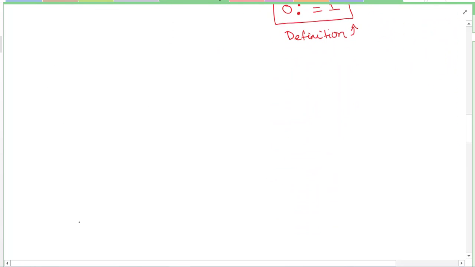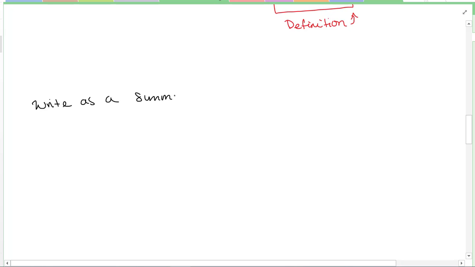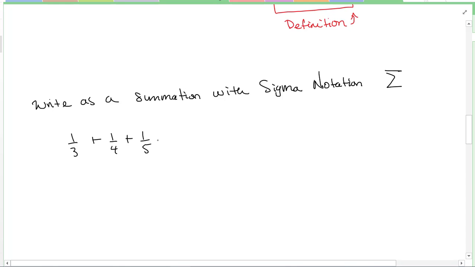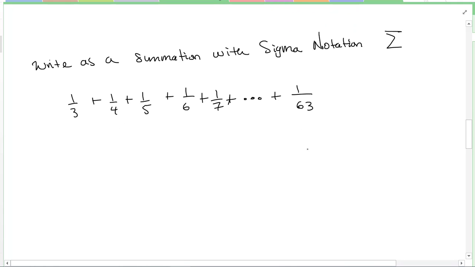So just as with sequences, where we went backwards, how do we go backwards on summation? If we're asked to write as a summation with sigma notation, so sigma is that capital Greek letter, what if I have, say, 1/3 plus 1/4 plus 1/5 plus 1/6 plus 1/7 plus all the way to 1/63? How do you write that using sigma notation?